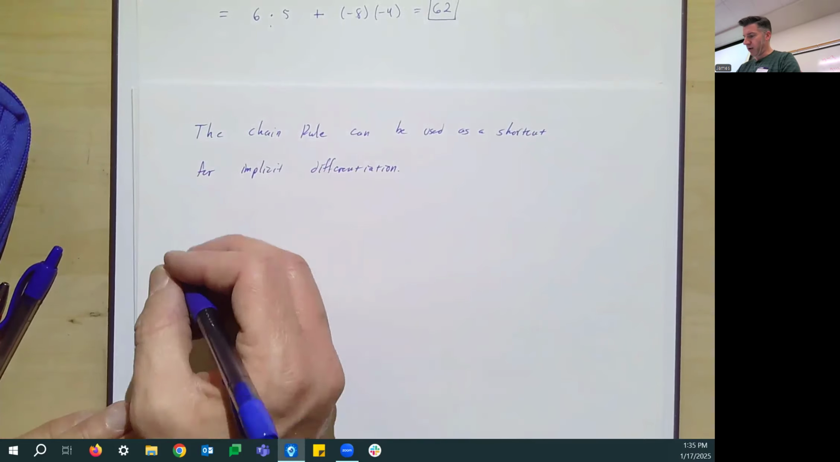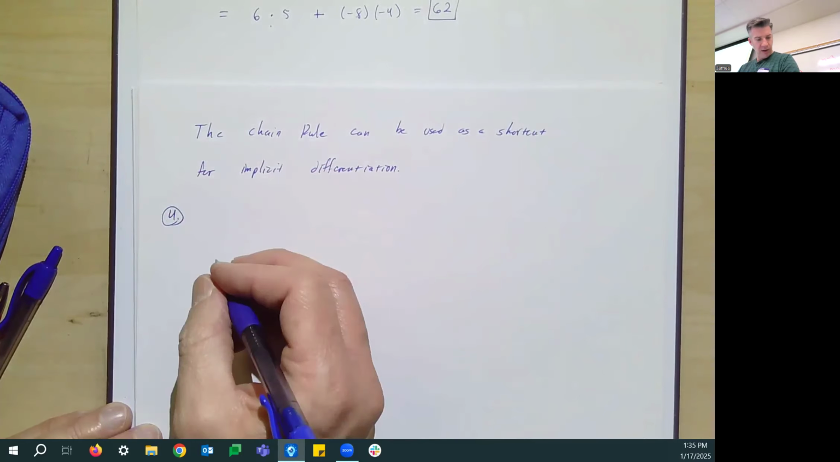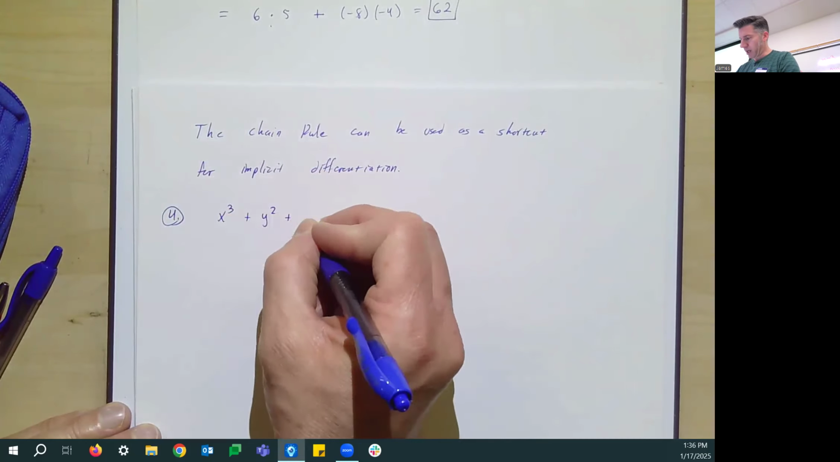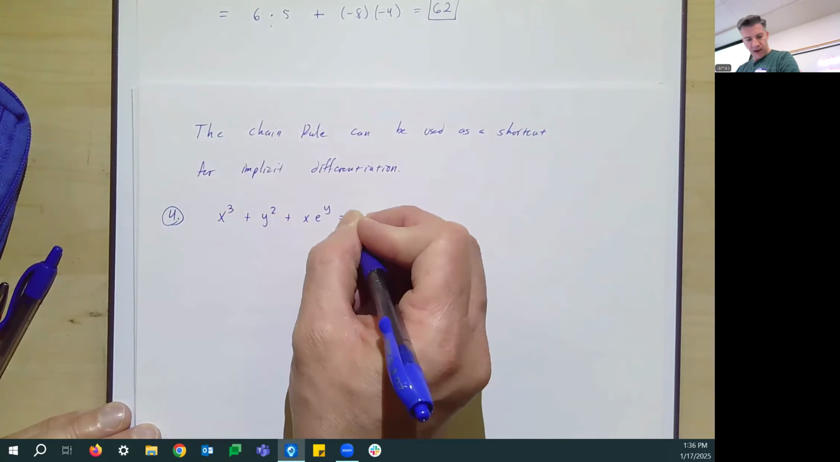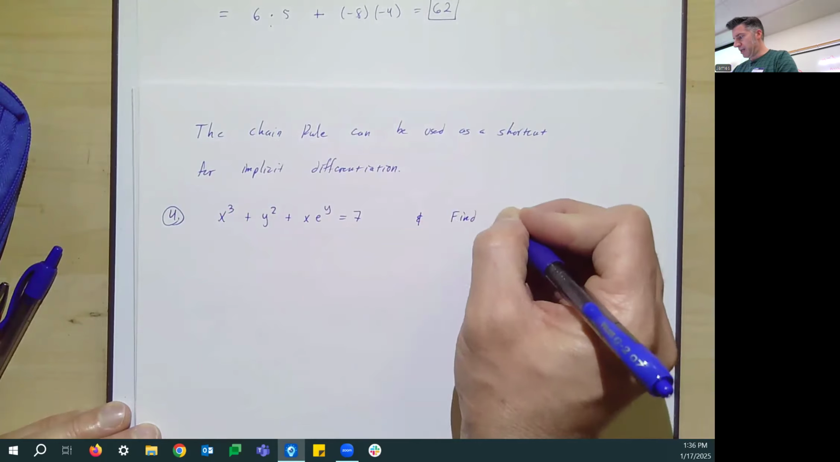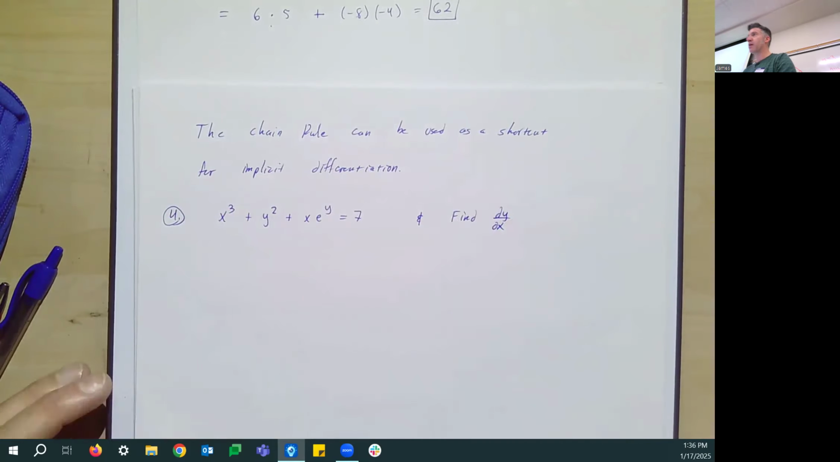So if we were given the following, say, x cubed plus y squared plus x e to the y equal to 7, and I said find dy dx, we would differentiate this whole thing with respect to x, pretending like y is a function of x, and then afterwards we'd solve for the derivative. So let's do that.